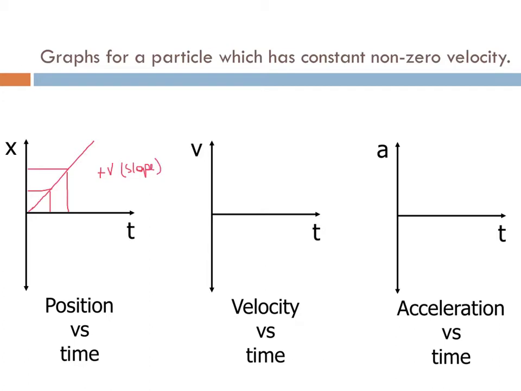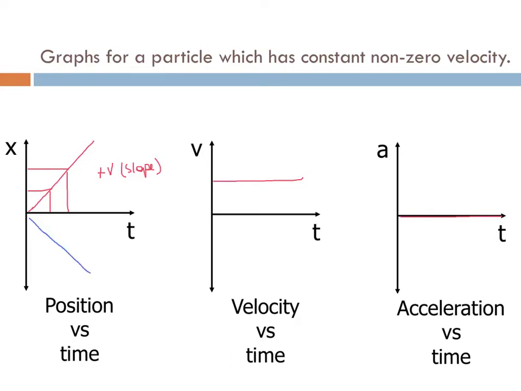So on a velocity time graph, I should show that my velocity is the same over time. If my velocity does not change, then I should have an acceleration equal to 0. This would be the same thing if we had a situation with a negative velocity.